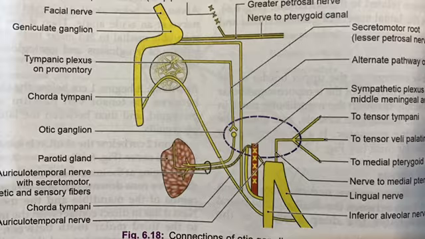Connections and branches. Secretomotor or parasympathetic root is formed from the lesser petrosal nerve, as shown in the diagram. So how is it arising? Preganglionic fibers of inferior salivatory nucleus through the ninth nerve, tympanic branch, tympanic plexus, lesser petrosal nerve to otic ganglion. Post-ganglionic fibers join the auriculotemporal nerve to supply the parotid gland. Sympathetic root is derived from the plexus on the middle meningeal artery, and the sensory root comes from the auriculotemporal nerve.